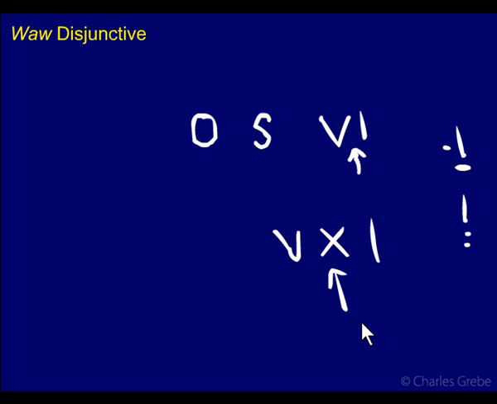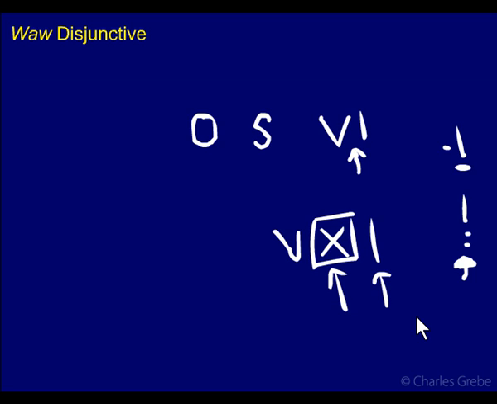Now, sequences are broken for a number of reasons. We're going to look at four functions of Waw Disjunctive. What we mean by Waw Disjunctive is this Waw, the Waw that comes before the piece that breaks the sequence. We call this Waw Disjunctive. It looks no different than the normal Waw conjunctive. This is not a morphological name. This is just a naming of its function.